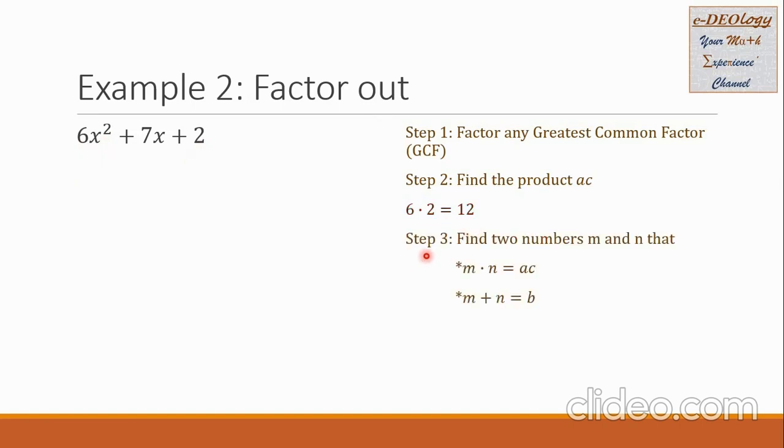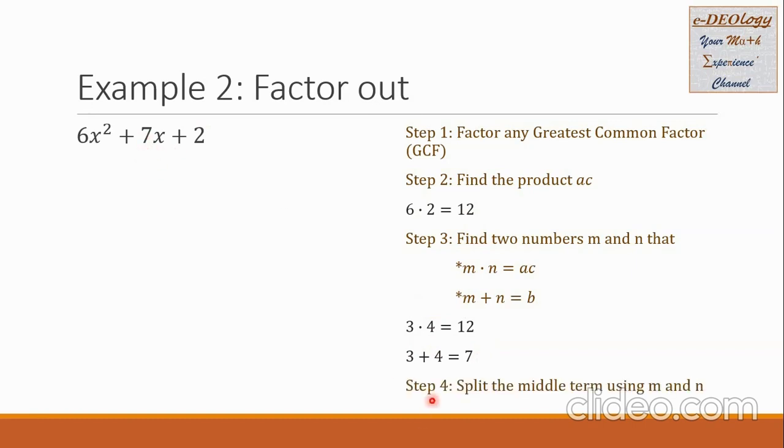And then step 3, we're going to find 2 numbers. And these 2 numbers are factors of 12. And at the same time, if we add the 2 numbers, it must be equal to b. And that b is that number 7. After considering many pairs of factors, we found that 3 times 4 equals 12, and that is the AC. And 3 plus 4 equals 7, and that is the B.